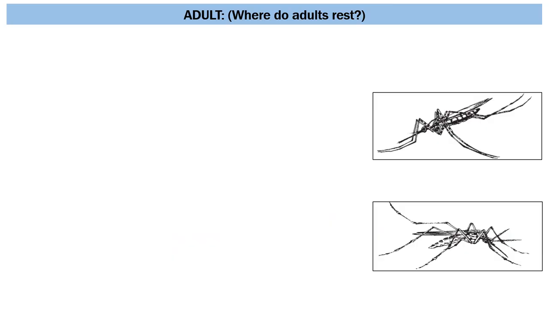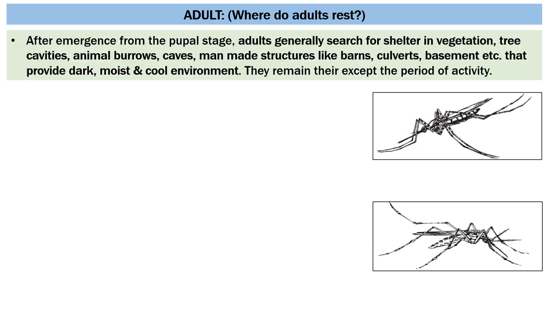Adult mosquitoes are not active throughout 24 hours. So the question comes, where do adult mosquitoes rest? After emergence from the pupal stage, adults generally search for shelter in vegetation, tree cavities, animal burrows, caves, and man-made structures like barns, culverts, basements, etc. that provide a dark, moist, and cool environment. They remain there except during the period of activity.